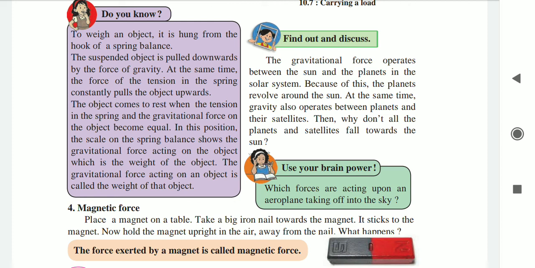Use your brain power. Which forces are acting upon an aeroplane taking off into the sky? You have to find out the answer of this also. I'll ask you in the online class. Okay. Now let's see the magnetic force. Magnetic force will be seen in part 3 of the lesson. Okay. Till then you will find out the answers of these two. Got it?